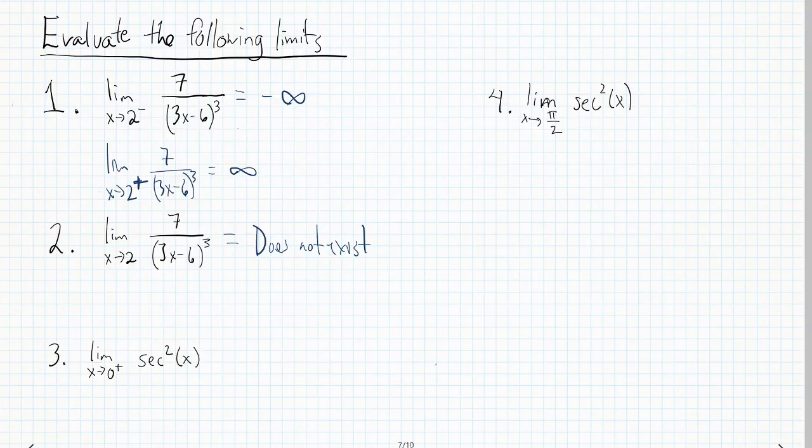All right. So now, what about the limit as x approaches 0 of secant squared of x? Some people might struggle with secant. The fixer for that is to write it as a cosine. So this is just 1 over cosine squared of x.